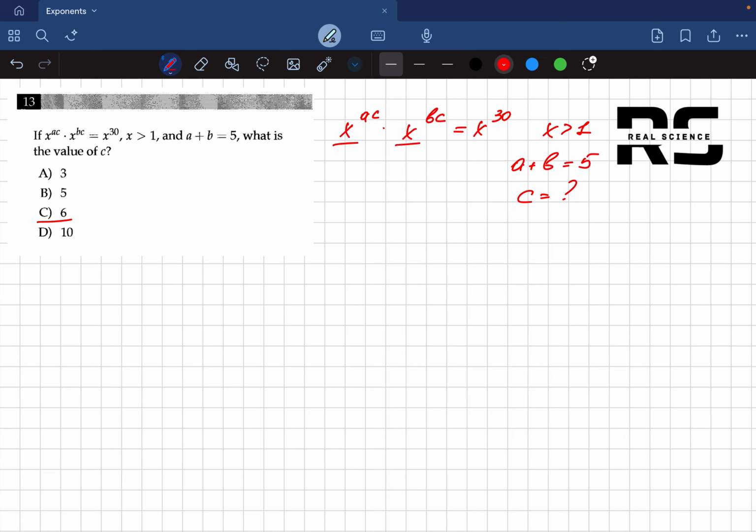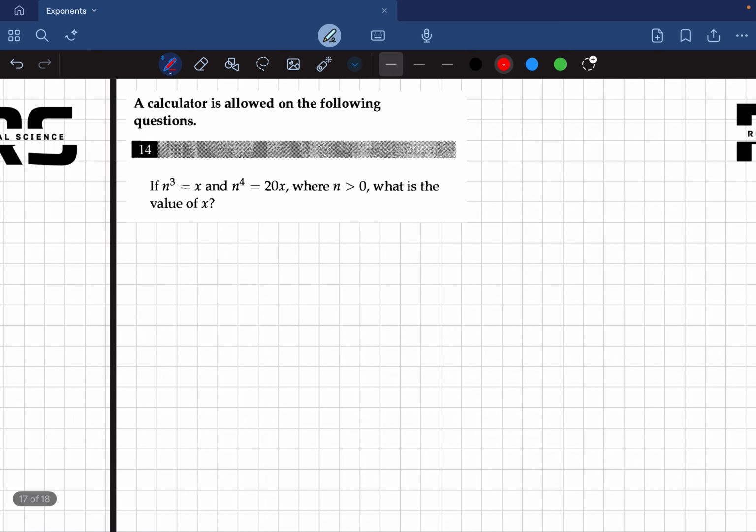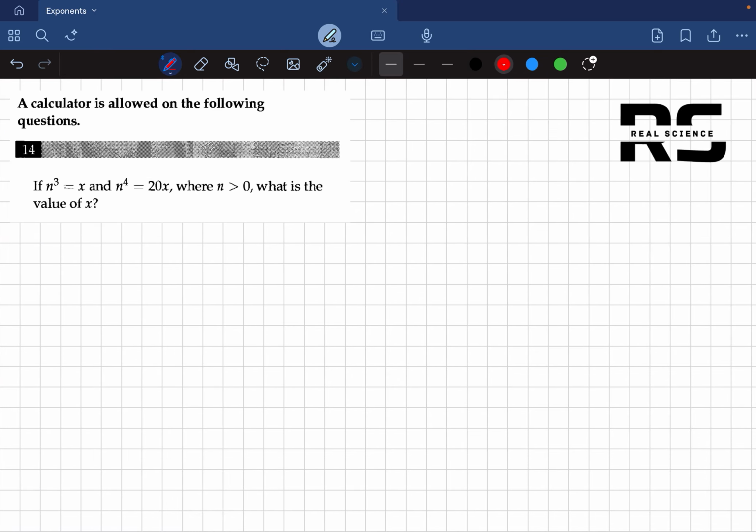Okay, so we have this same basis. X to the power of AC plus BC is equal to x to the power of 30. So let's take common factor C. We know what is A plus B. This is 5. Now let's insert it here. So that's going to be x to the power of 5c is equal to x to the power of 30. So that's going to be 5c is equal to 30 and c is equal to 6. This is our answer.